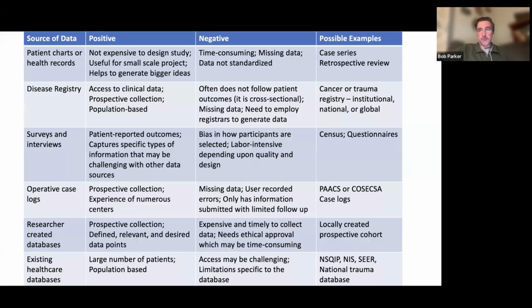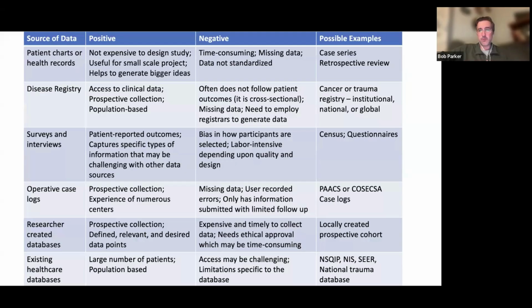Other sources of data are surveys and interviews where you can get really good stuff about patient-reported outcomes. It helps you to get specific types of information that might be challenging with other data sources because you talk directly to the study subjects. There's still bias in how participants are selected on who you decide to interview, who enrolls in your study, and it can be quite labor intensive depending upon the quality and design. So these are the questionnaires that so many of us do.